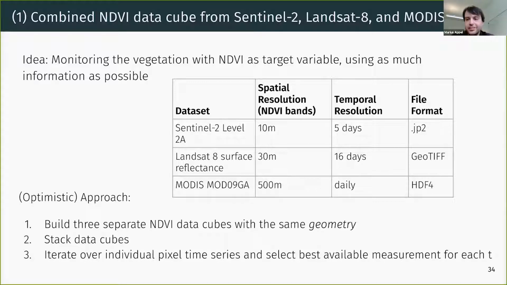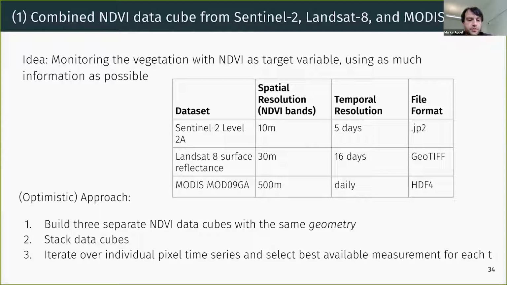And what we do is actually, just as an example, a very optimistic approach. We build 3 separate NDVI data cubes first and use the same data cube geometry. So that means we have seen in gdalcubes this data cube view concept, which is independent from particular data products. So we use this and create 3 separate data cubes first, and then we can easily combine these to a single data cube that has bands from all the input data cubes.